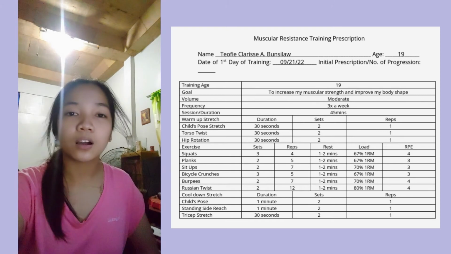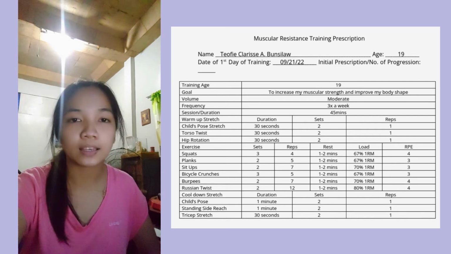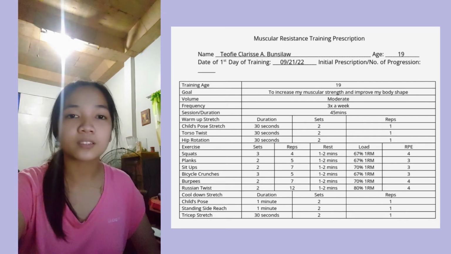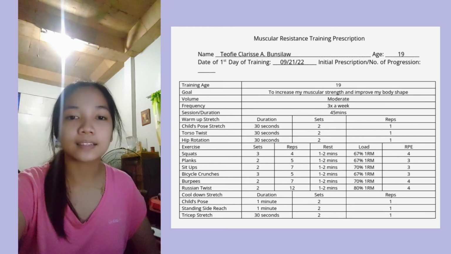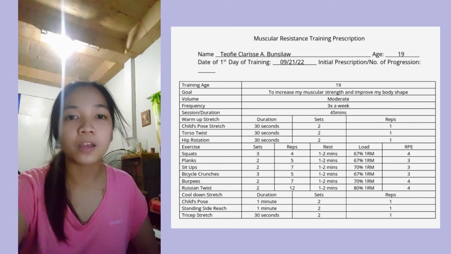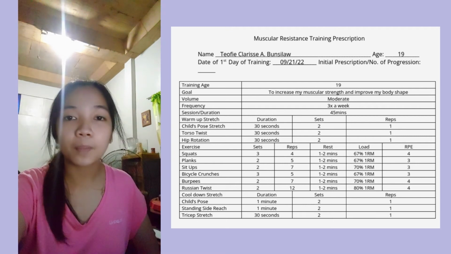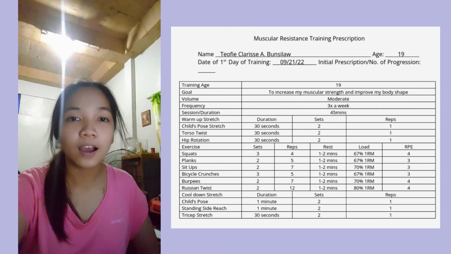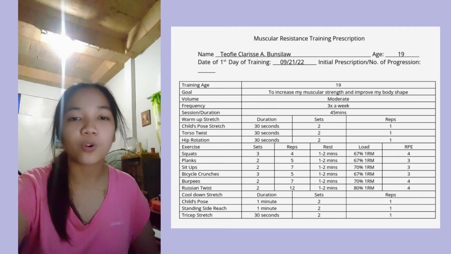I decided to have 3 warm-up stretches, which are the child's pose stretch, torso twist, and hip rotation. These warm-up exercises are done in 2 sets with 1 repetition for 30 seconds. Next are my chosen exercises for the training program, which are the squat, plank, sit-up, bicycle crunches, burpees, and Russian twist. I chose these exercises because I find them convenient to perform.